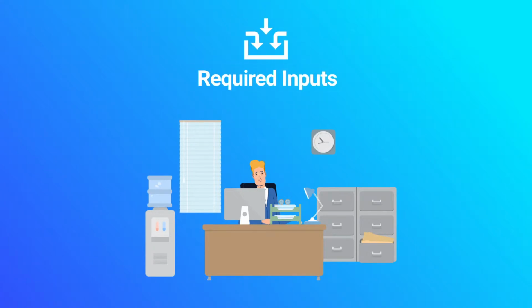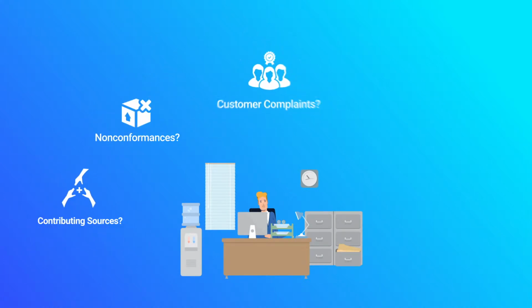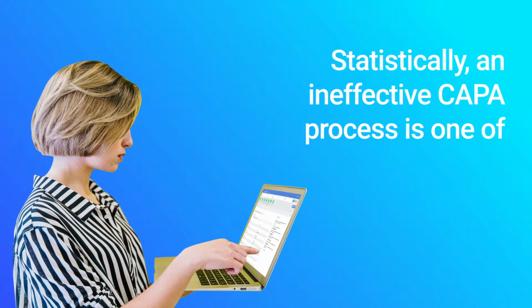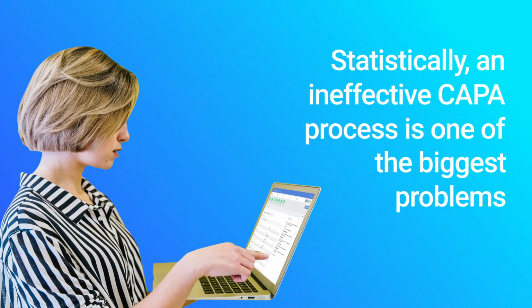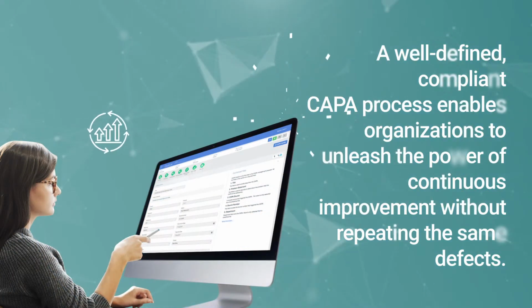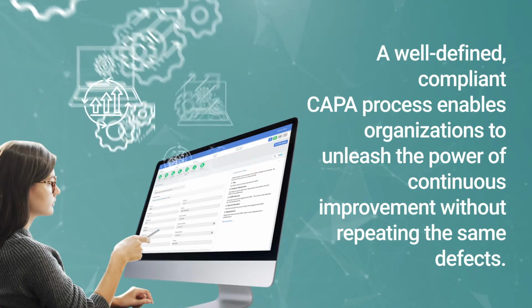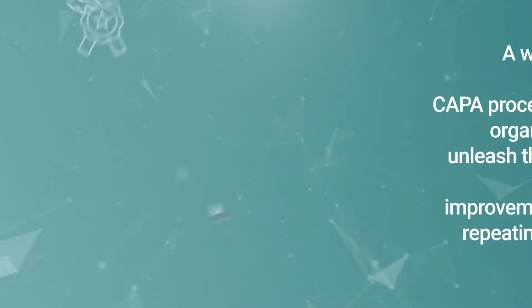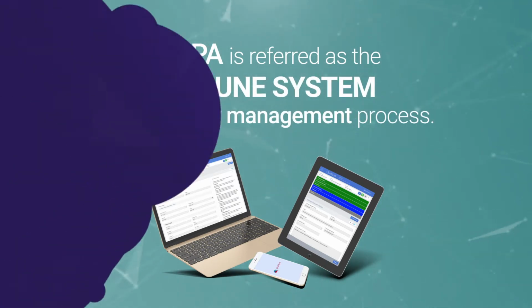Are you collecting the required inputs from all possible sources? And what are all the contributing sources: nonconformances, customer complaints, audit findings, supplier issues? Statistically, an ineffective CAPA process is one of the biggest problems for organizations. A well-defined, compliant CAPA process enables organizations to unleash the power of continuous improvement without repeating the same defects. In fact, CAPA is referred to as the immune system of the quality management process.